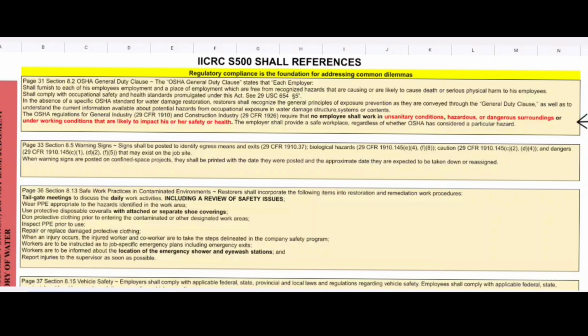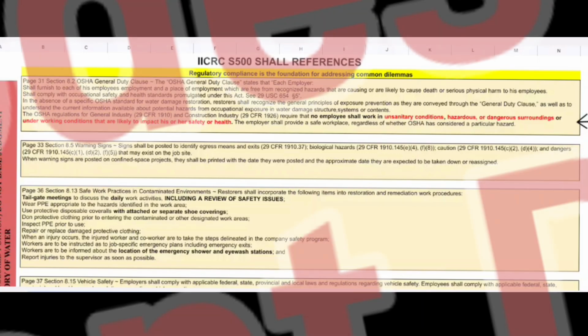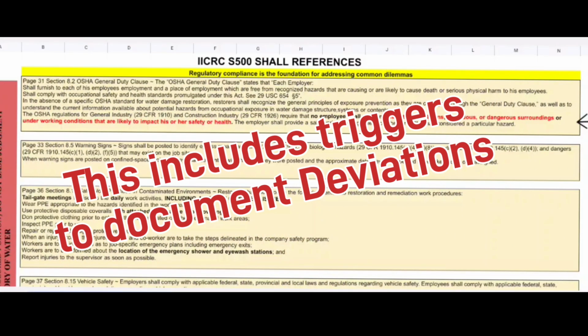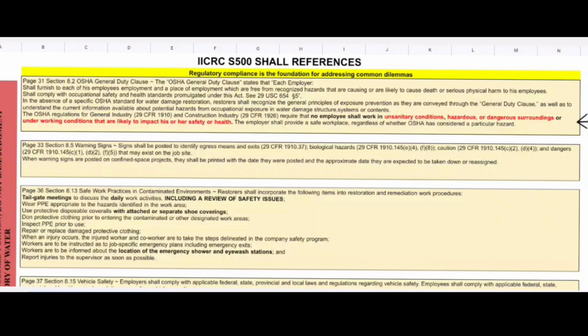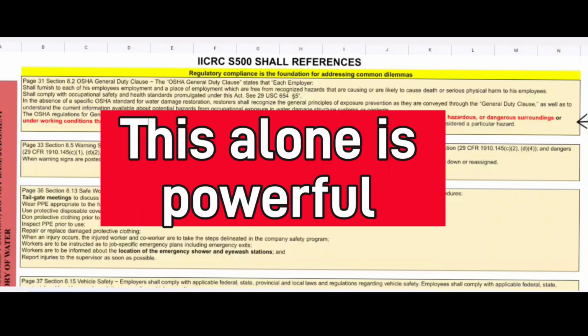This is very important to understand because this is where all the decision-making and the parameters to safely perform the work come from. OSHA requires that no employee shall work in unsanitary conditions, hazardous or dangerous, or under working conditions that are likely to impact his or her safety and health. The employer shall provide a safe workplace regardless of whether OSHA has considered a particular hazard. That is extremely powerful and important to know.